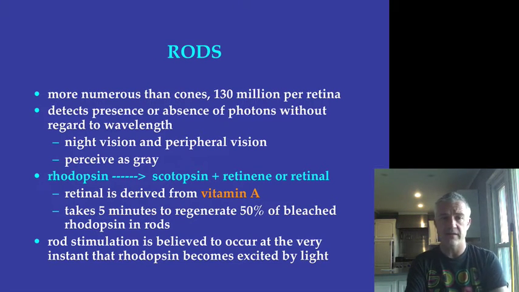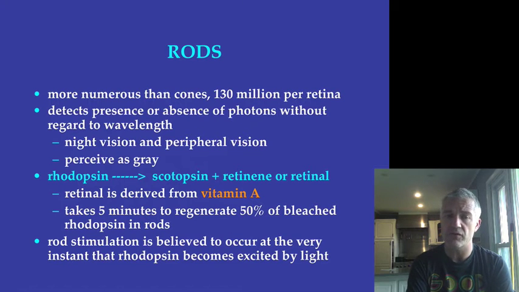What is going on here is these have a particular pigment in them called rhodopsin, which one of the things that helps derive this is vitamin A, which is why they say vitamin A is good for your eyes. But when light hits this rhodopsin, it is actually going to cause a change in this molecule.